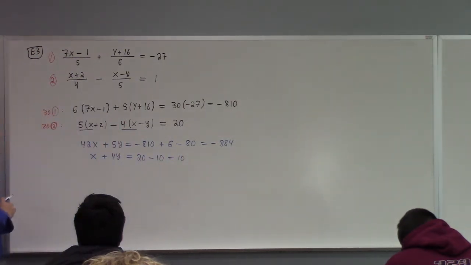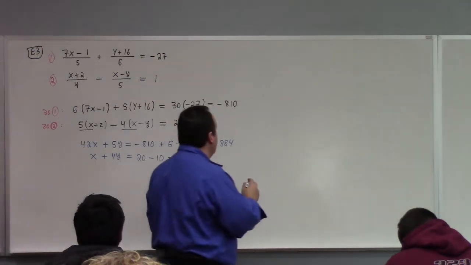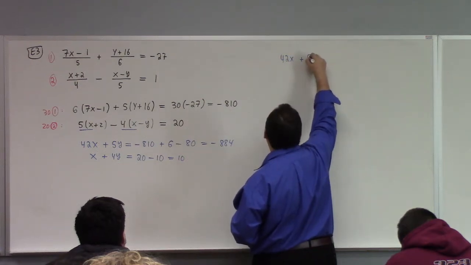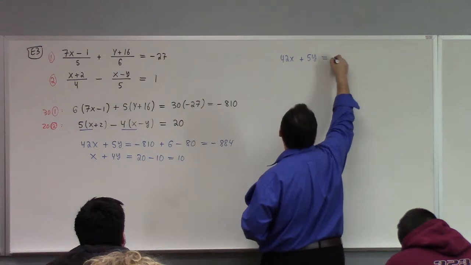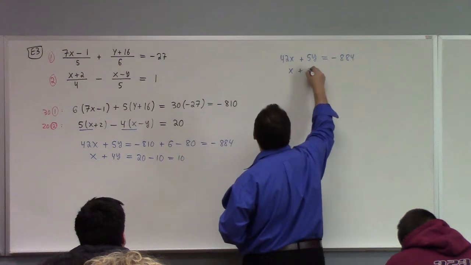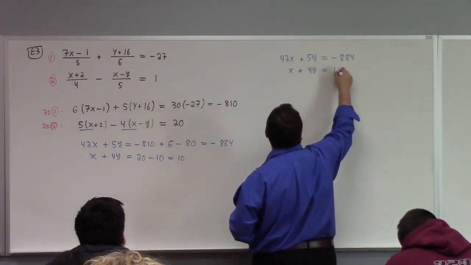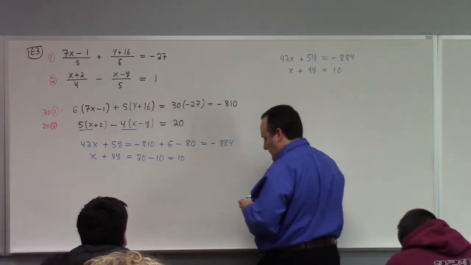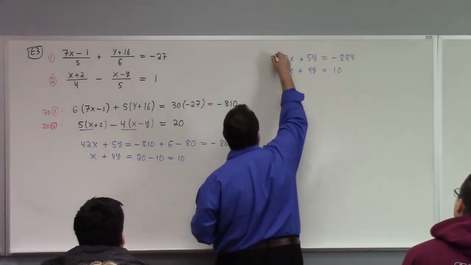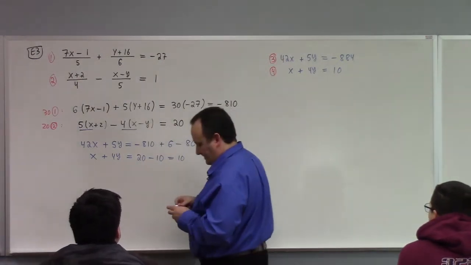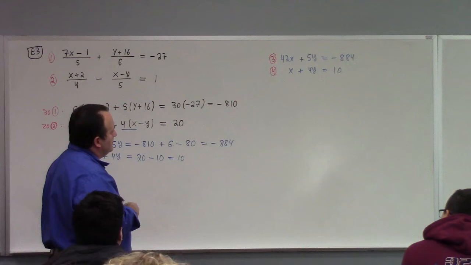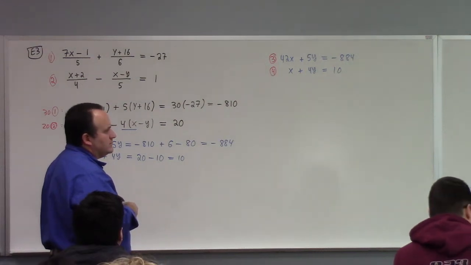All right. So I'm going to rewrite those over here. So what I've got is 42x plus 5y equals minus 884. And I've got myself an x plus 4y equals 10, right? So let me give those names. Let's call those equations 3 and 4. How about that? Now what should I do?